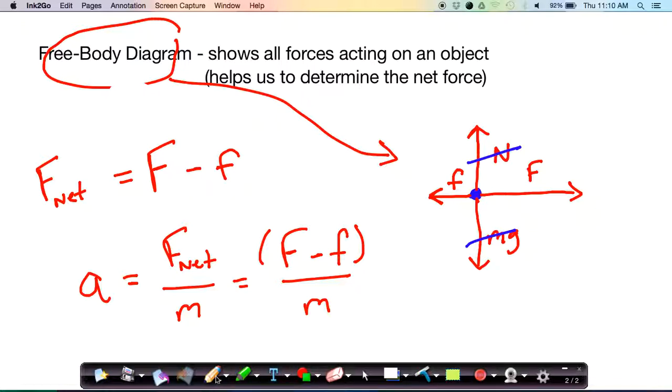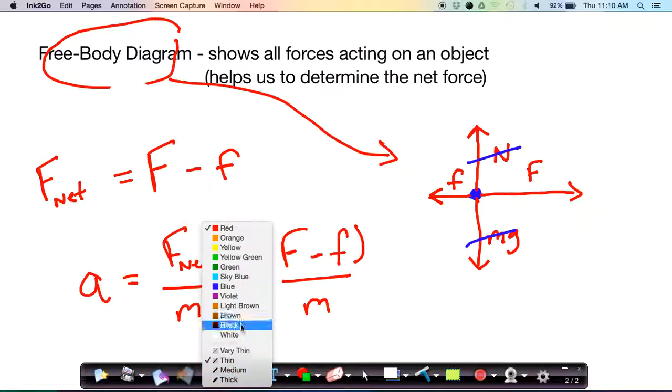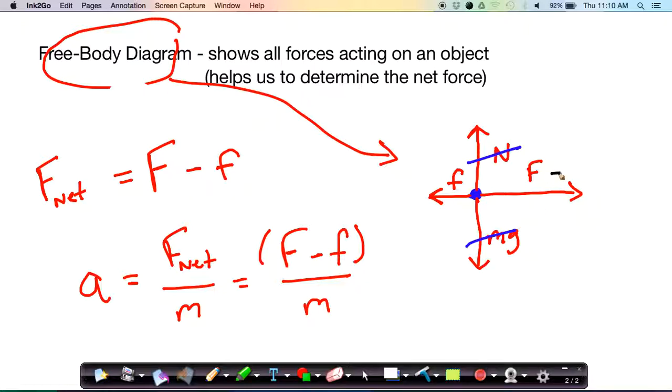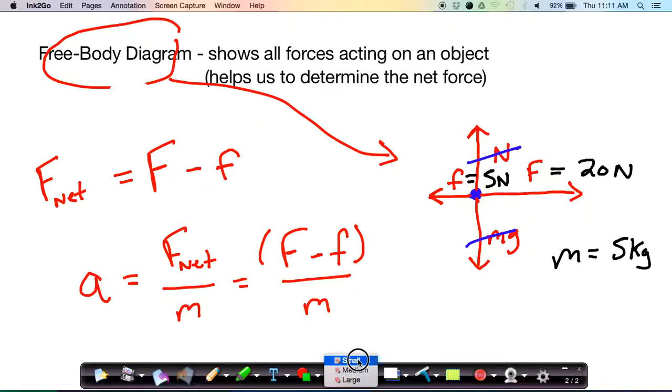Let's say we knew the magnitudes for these forces. So let's say that we push to the right, I don't know, with a force of 20 newtons, and that frictional force back to the left, let's say it's 5 newtons. And let's say the mass of the box is, let's go 5 kilograms. Make it easy. So now I can plug my numbers into my equation. So for mass, we can plug in our 5 kilograms.